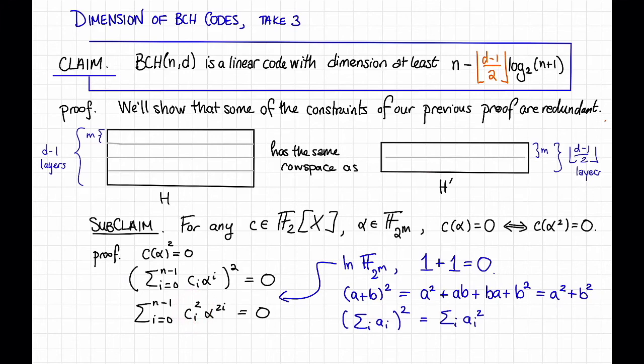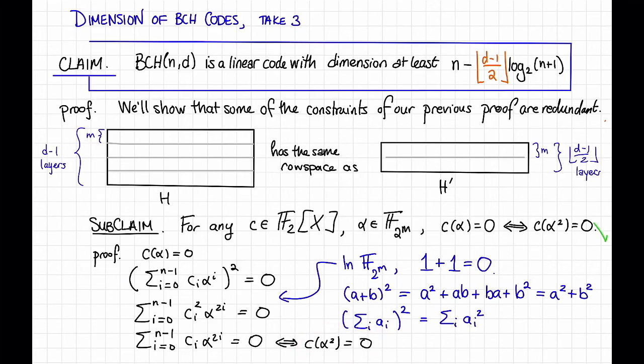0 squared is equal to 0, 1 squared is equal to 1, so therefore c_i squared is equal to c_i. So this implies that the sum from i equals 0 to n minus 1 of c_i alpha to the 2i is equal to 0. And using the definition of c again, we see that this expression is exactly c of alpha squared. So we started out with c of alpha being equal to 0, and we showed that this was equivalent to c of alpha squared being equal to 0. So that proves the subclaim.